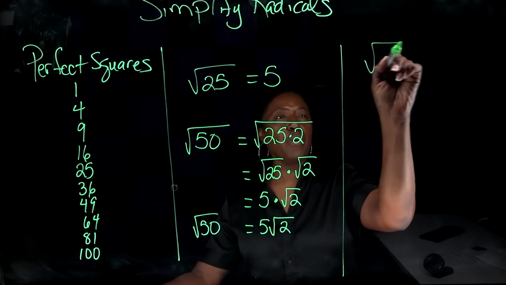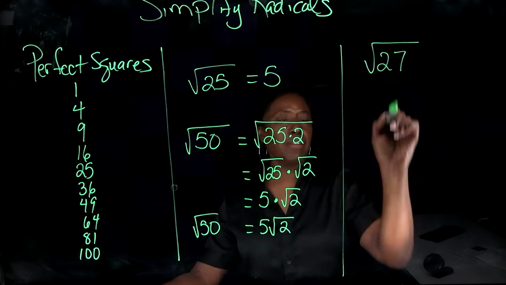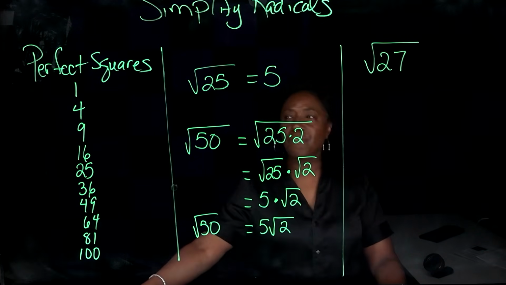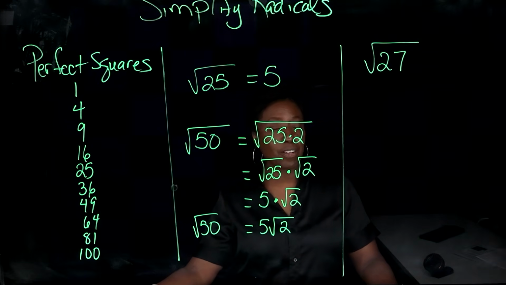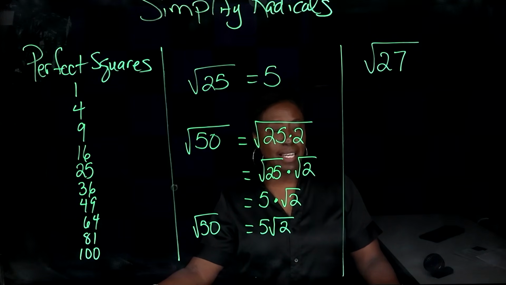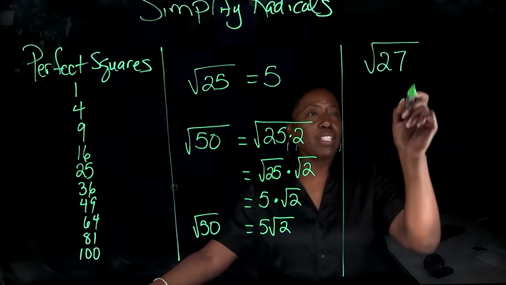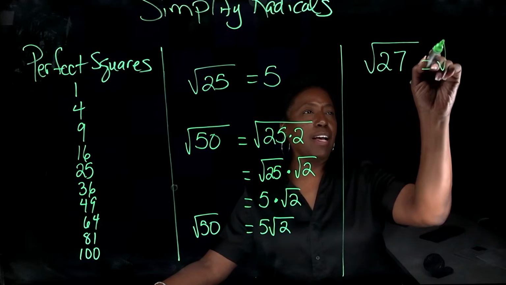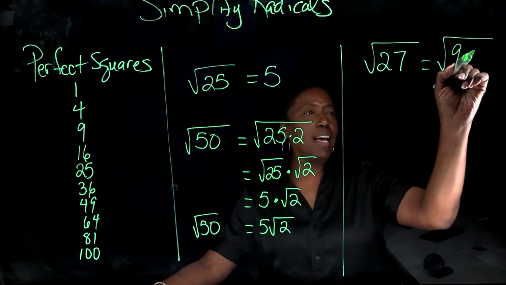Let's look at the square root of 27. Here again, let's find the perfect square factor, and we want the biggest one, the biggest perfect square factor of 27. That number would be 9. So let's rewrite 27 with a factor of 9. That would be 9 times 3.